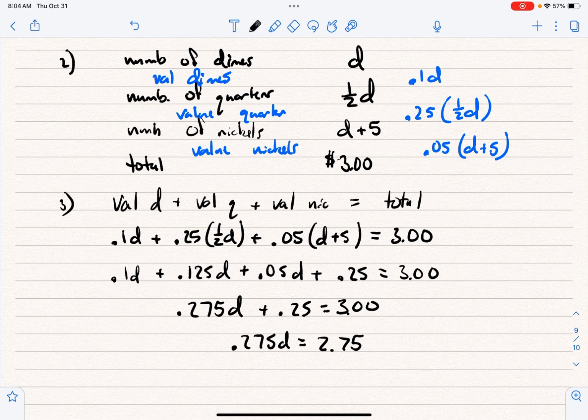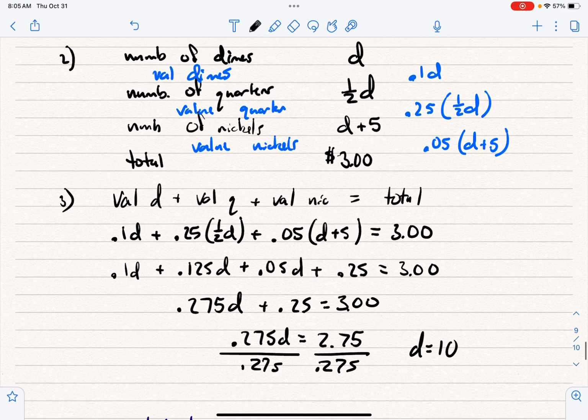And clearly, when I divide both sides by 0.275, this becomes really easy. You can see that D must be 10. And so now you're not done, but now you at least have answered how many dimes you have. Now you've got to take that and plug it back in. I know I have 10 dimes, so D is equal to 10. But then go answer your question.